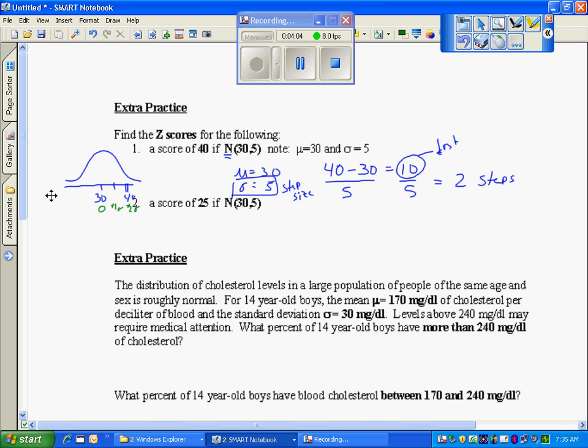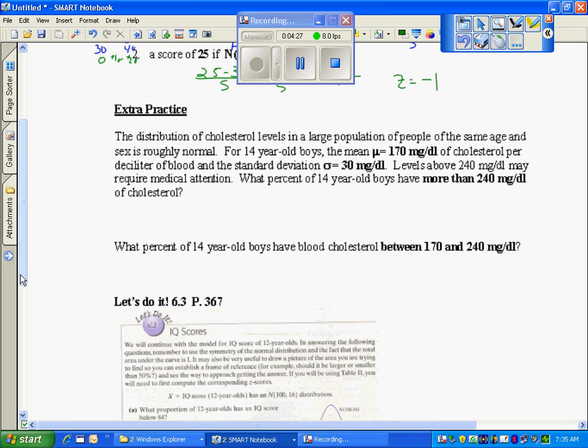Let's try 25. My distance from 30 is negative 5, meaning I didn't go to the right, I went to the left. My step size is still 5, so I'm 1 step below. I am 1 step below, and that's equal to my z-score. So my z is -1. So this will help us take something in practice and turn it into a situation in which we can work the problem. And that will be in the following lecture.